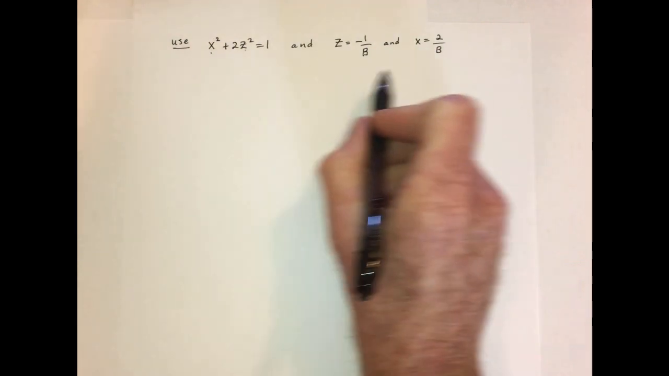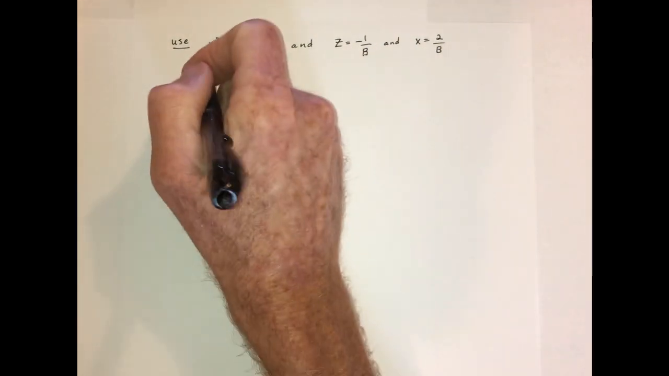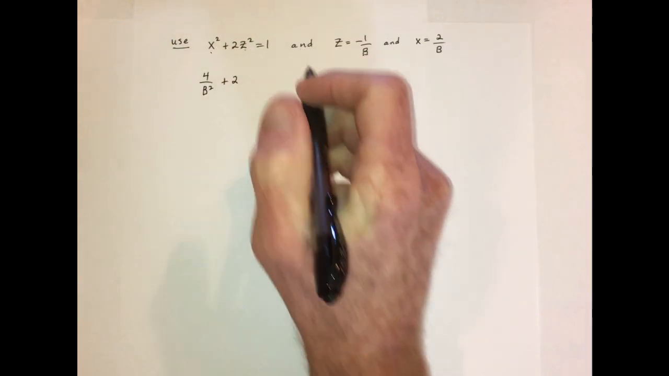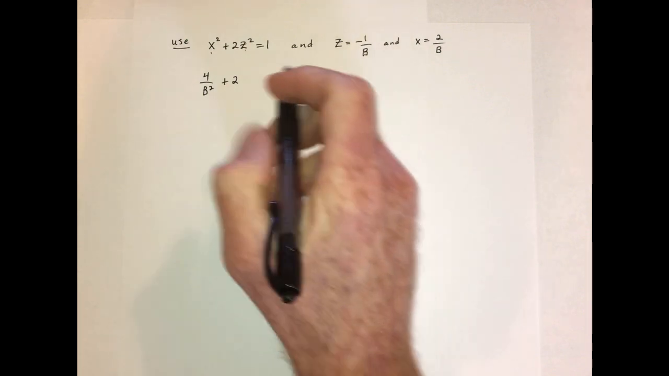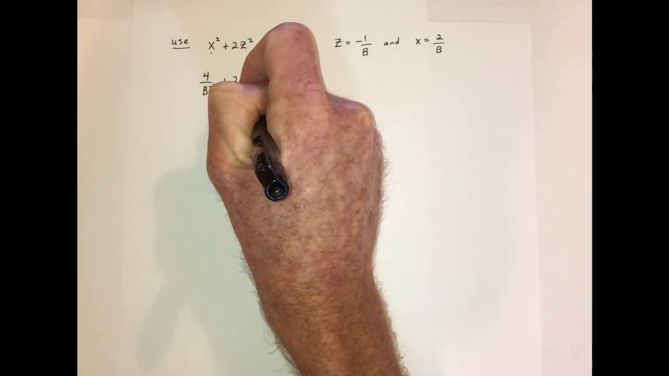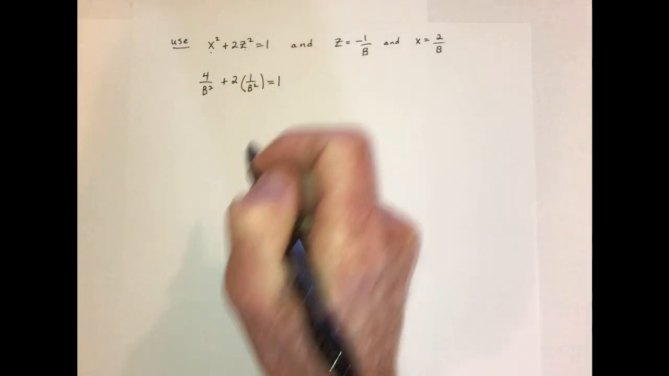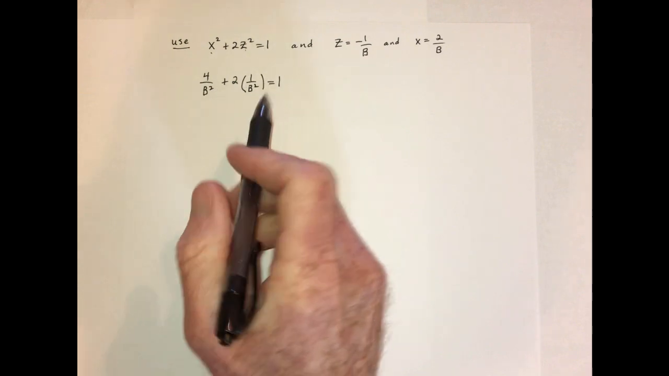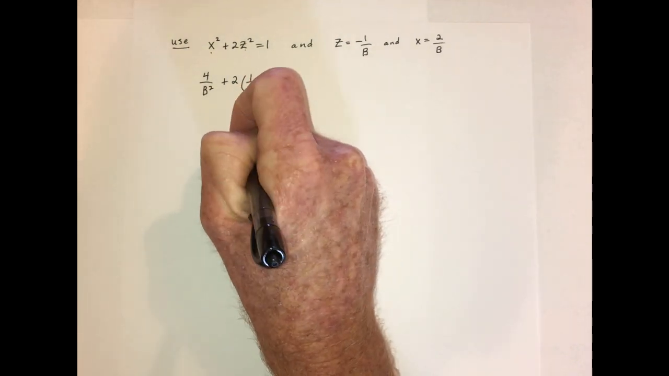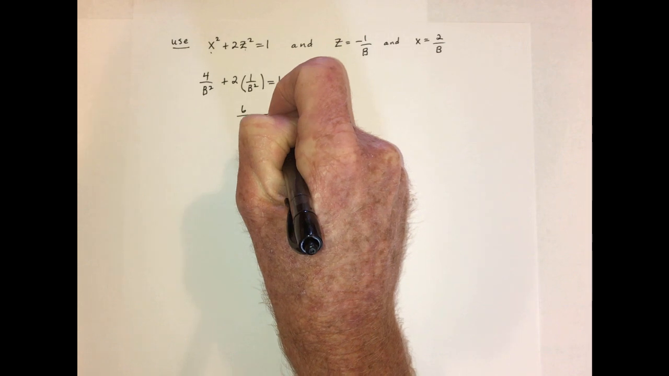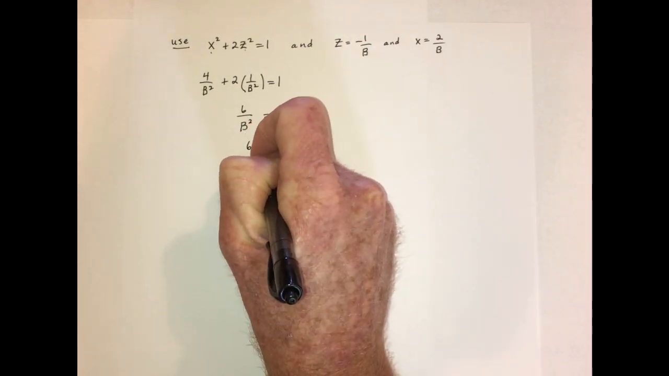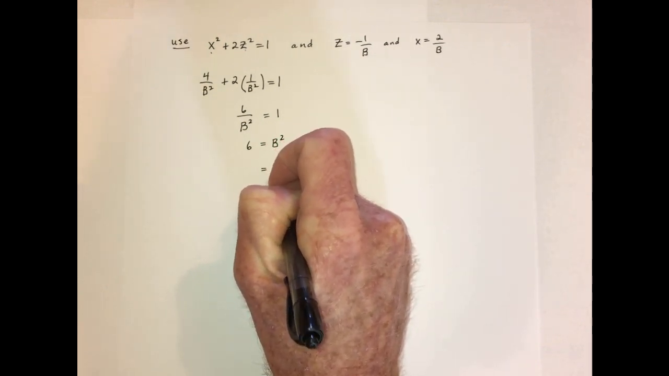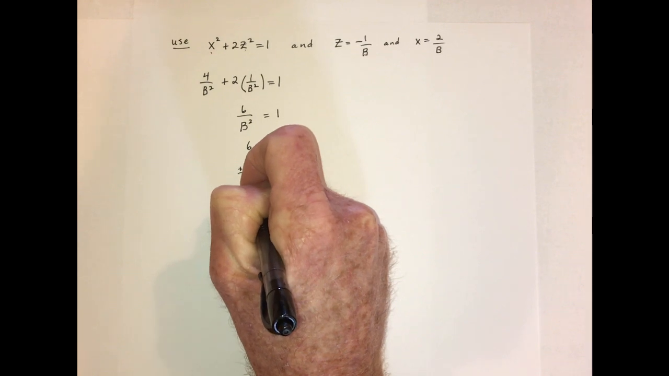So this one is going to be squared. So when you square this, it's going to be 4 over b squared plus 2 times, and then square this, which is going to be 1 over b squared equals 1. So I can actually add these together. They have a common denominator, so that's going to be 6 over b squared is equal to 1. Then multiply both sides by b squared and take the square root. So b is equal to plus or minus the square root of 6.